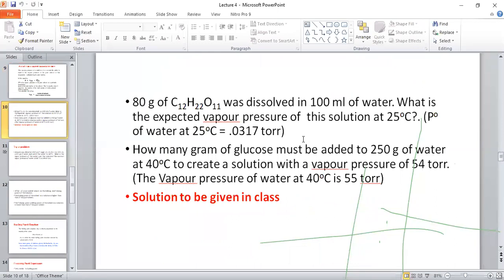Moles is mass over molar mass. So now the mass of water here is 100 mils, that is 100 grams, over molar mass, 18. So that will give you like 5 point something moles.